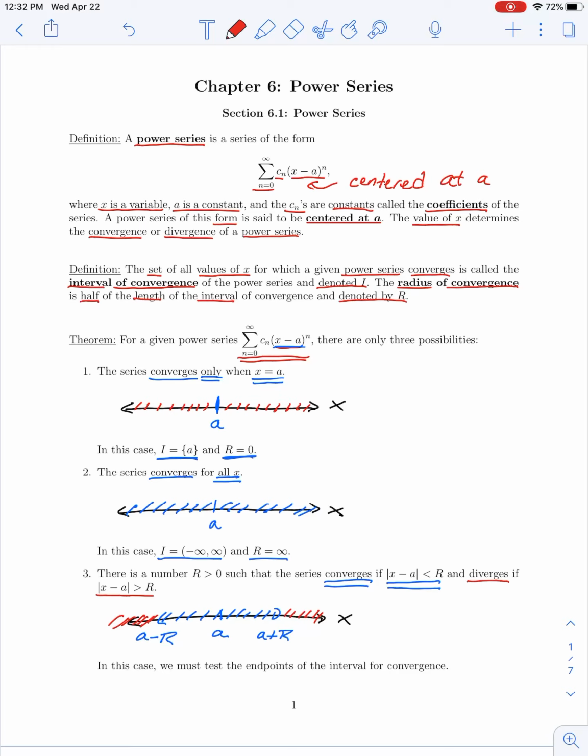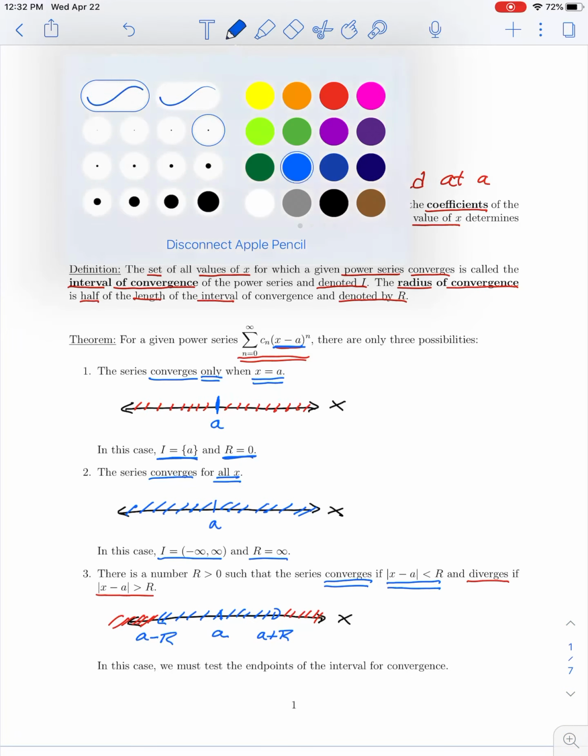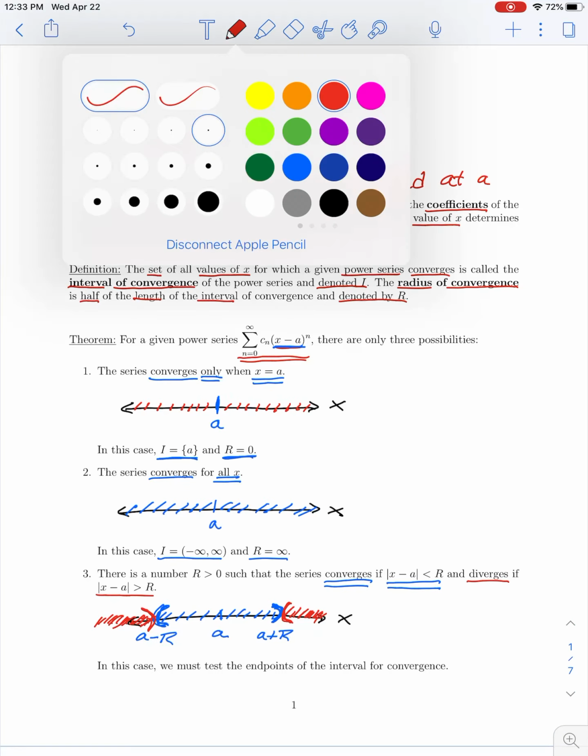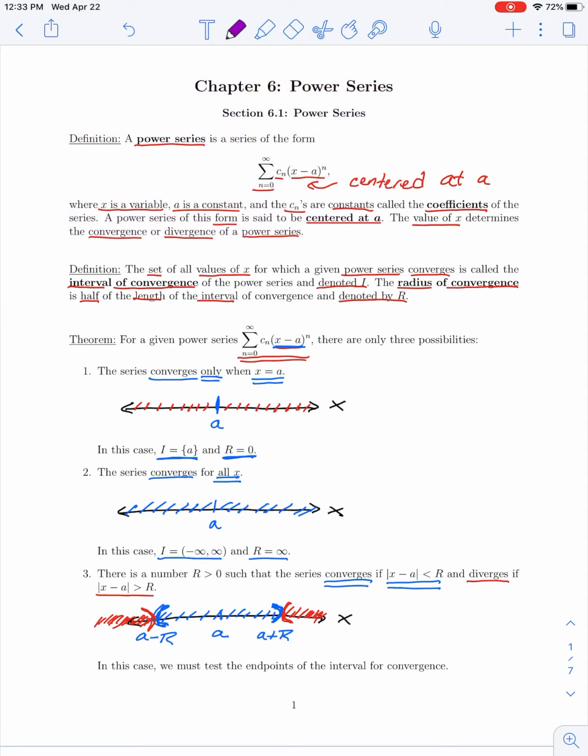And in this case, we have convergence everywhere within this open interval from a minus r to a plus r, and I have divergence everywhere on the open interval from a plus r out to infinity, or from negative infinity up to a minus r. So then the question becomes, well, what about these endpoints? A minus r and a plus r.